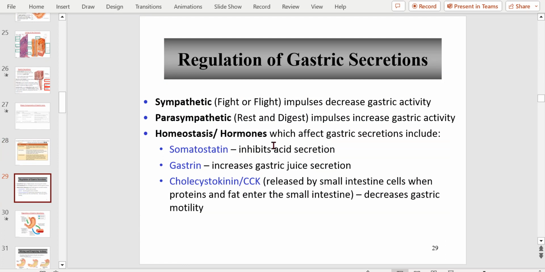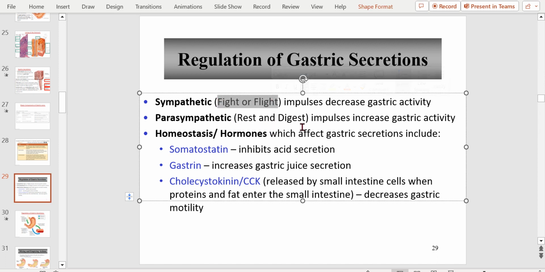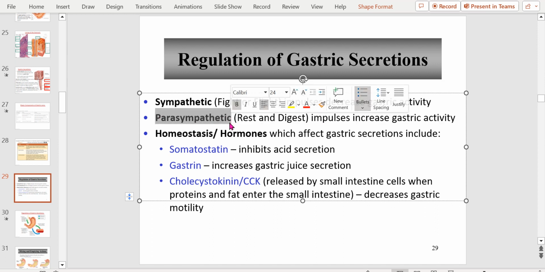You will remember the sympathetic and parasympathetic. Sympathetic is fight or flight. If your life is in danger, you don't need food, so digestion is not involved with this system at all. The part of the nervous system that is directly related to digestion is parasympathetic. Rest and digest. Impulses increase gastric activity.